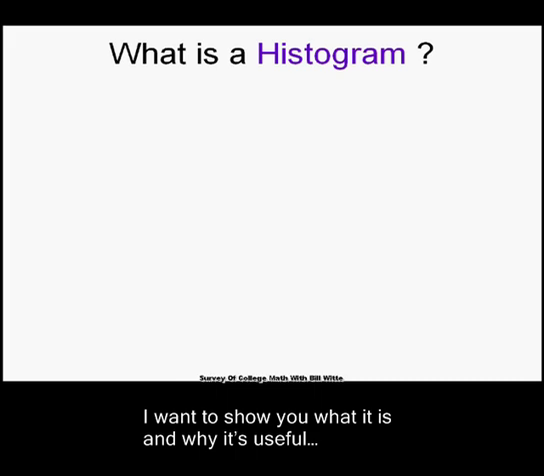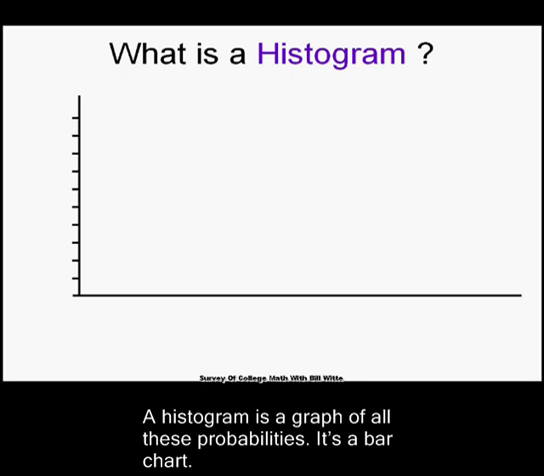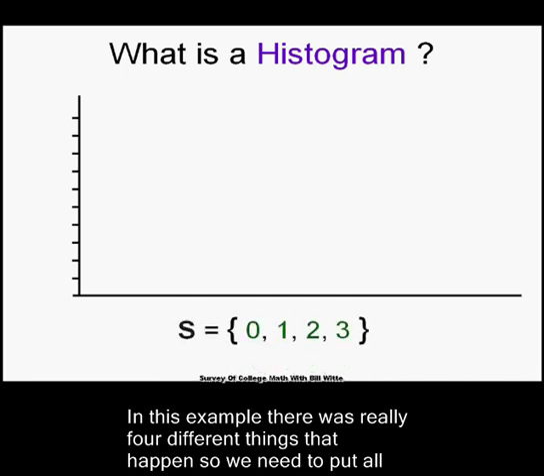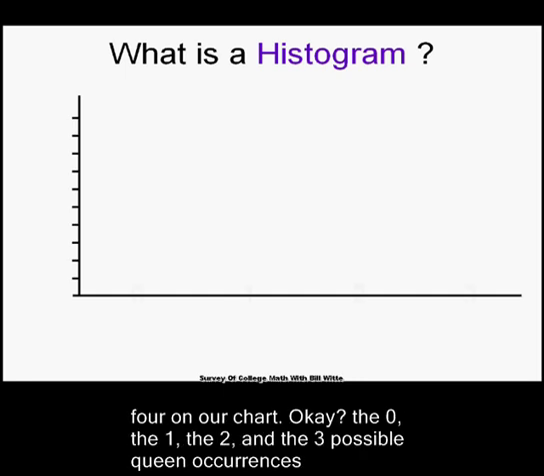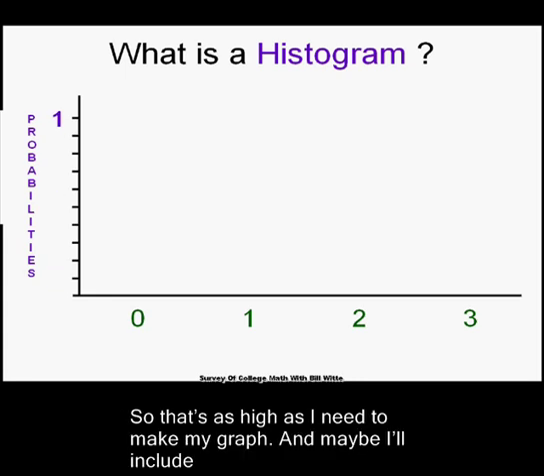I'm going now to ask you to do a histogram. Hopefully I can show you what it is and why it's useful. A histogram is a graph of all these probabilities. It's kind of a bar chart. Now, in this example, there was really 4 different things that could happen, so we need to put all 4 on our chart. The 0, the 1, the 2, the 3 queens all on the chart. We know the probabilities have got to be between 0 and 1, don't they? So that's as high as I need to make my graph, and maybe the numbers in between.